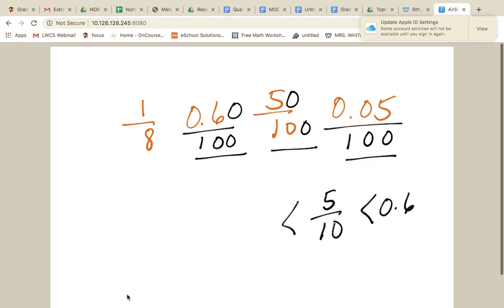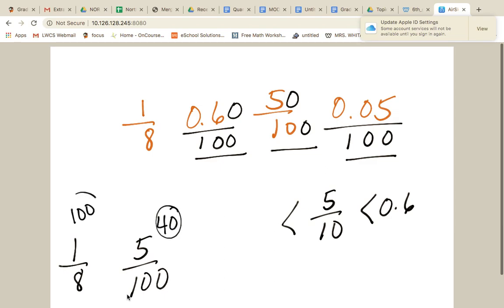Now I'm not sure between the 1/8 and the 5/100 because they're both pretty far apart from each other. So let me do now some cross multiplication to compare these two. 8 times 5 is 40 and 100 times 1 is 100. So the 1/8 is largest and the smallest is 0.05.